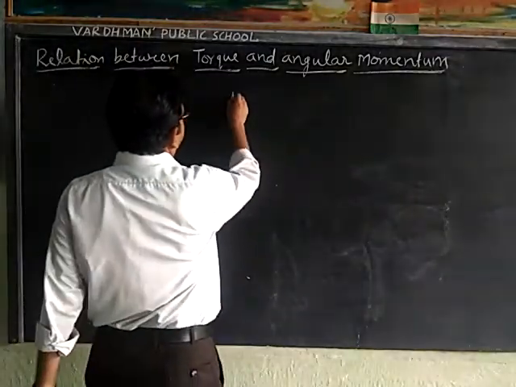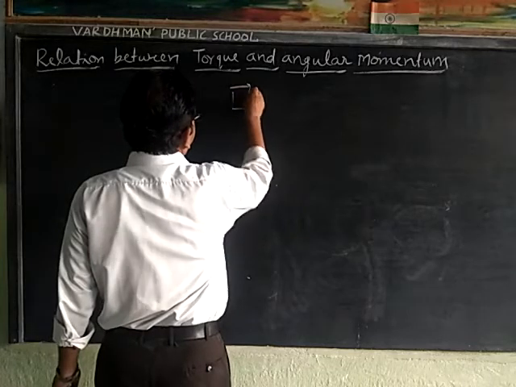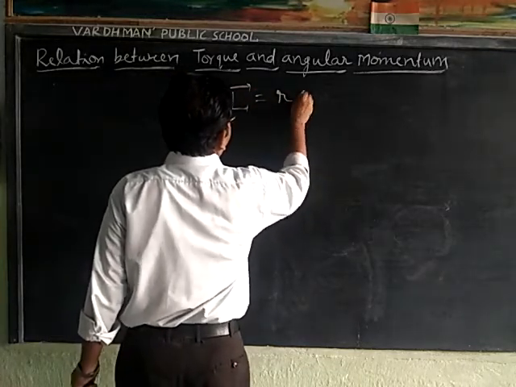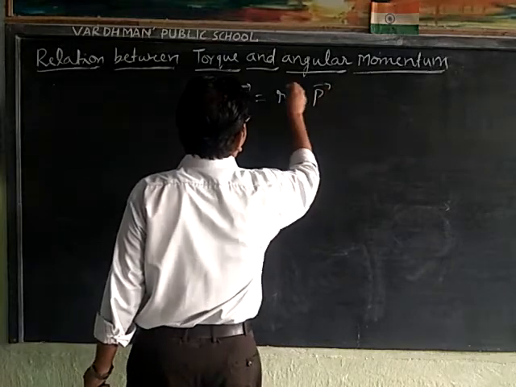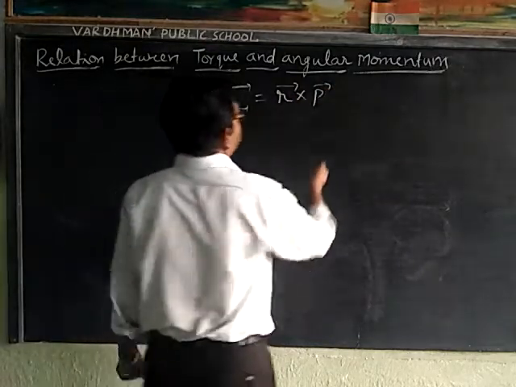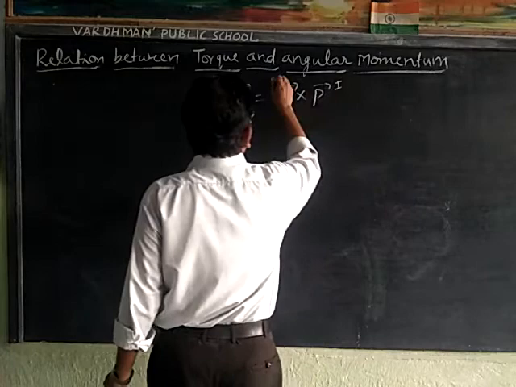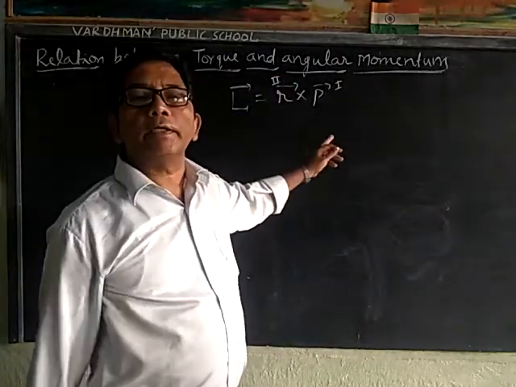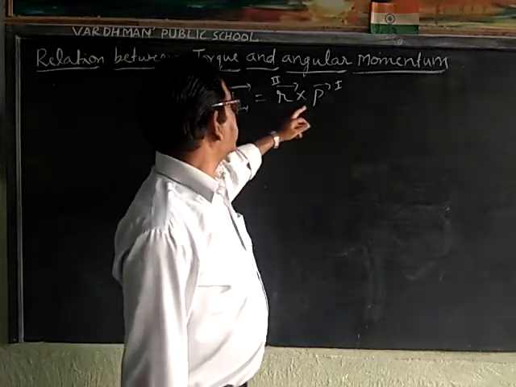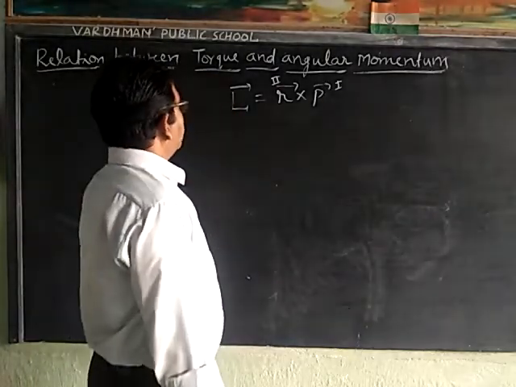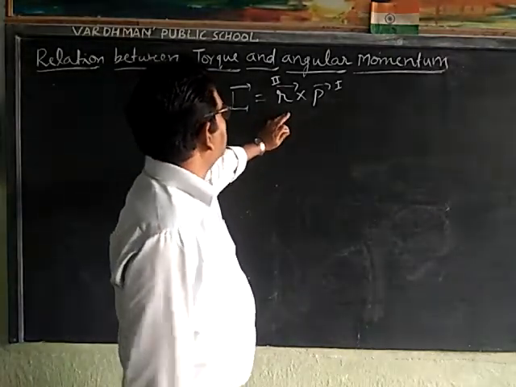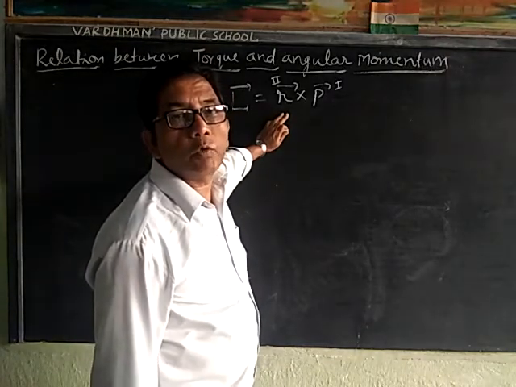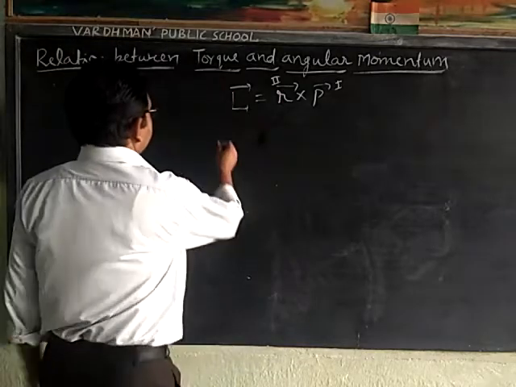We know L is equal to r cross p. Suppose r is the first function and p is the second function. Now differentiate both sides with respect to t.